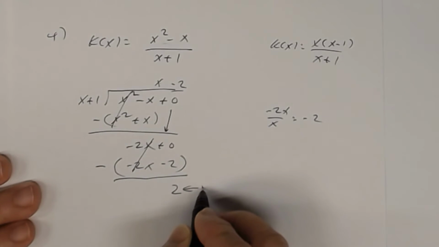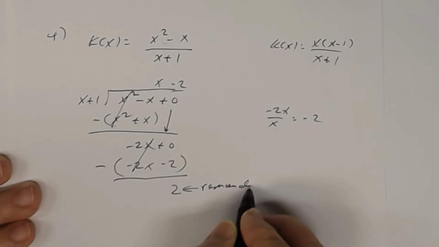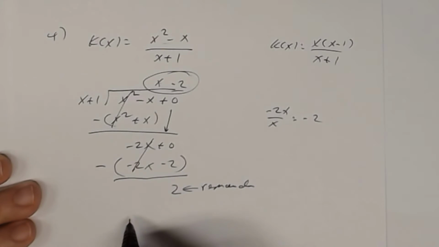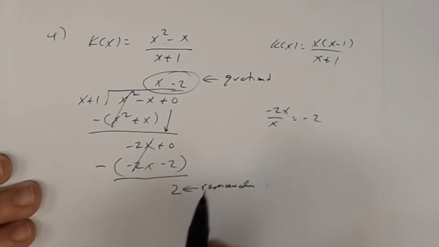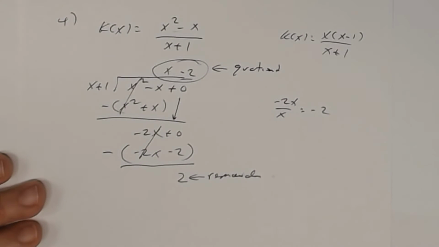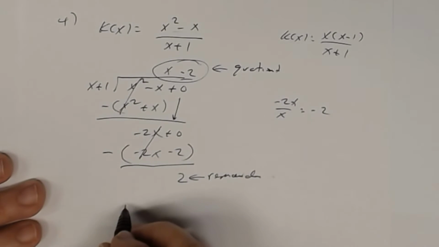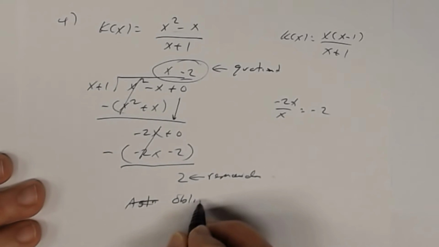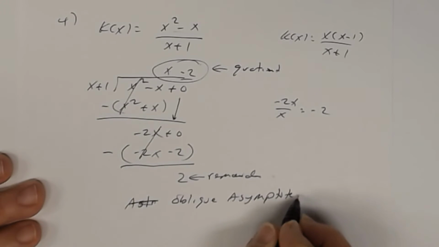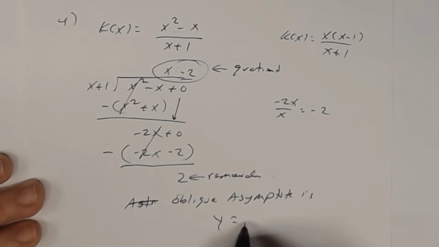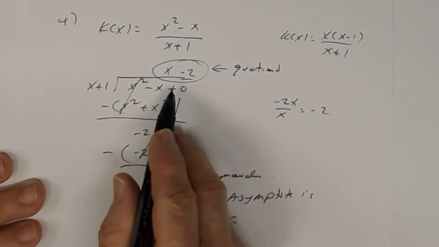So that's your remainder, and this is your quotient. Remember, the quotient is going to be your line, your slant asymptote. So the oblique asymptote is y equals, you must say y equals x minus 2.